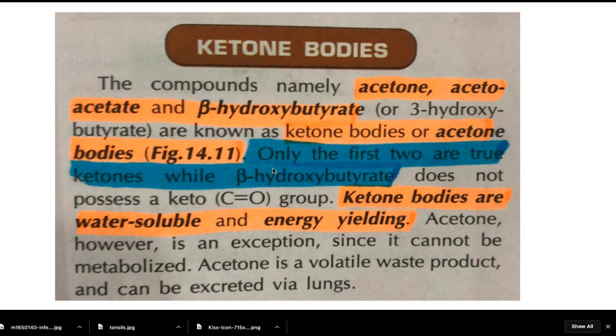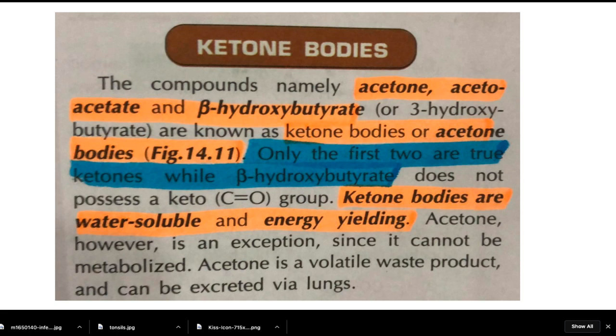Only the first two are true ketone bodies, while the third one, that is beta hydroxybutyrate, does not possess any keto group in it. So they can ask you the next important point: which of the following is the ketone body without a keto group? The answer is beta hydroxybutyrate or 3-hydroxybutyrate. It does not have a keto group, but it is called a ketone body. It does not have any keto group in it.